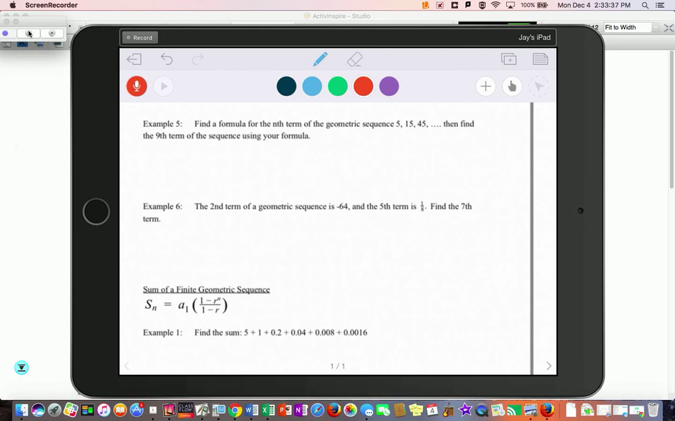All right, so now we're supposed to find a formula for the nth term, and so what you're going to see is 15 divided by 5 is 3, 45 divided by 15 is 3, so I know my r value is 3. And so a nice geometric sequence, you always put the first term, and then you do the r, and you raise that to the n minus 1. Pretty straightforward. So you can check the answer by putting in 3 and see if you get 45, but that's what you do.